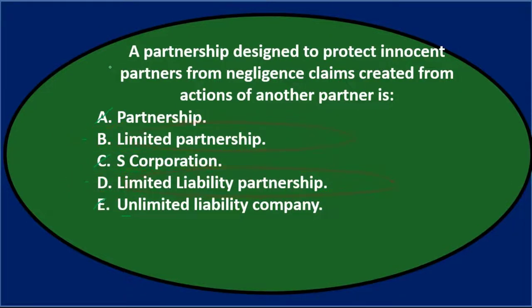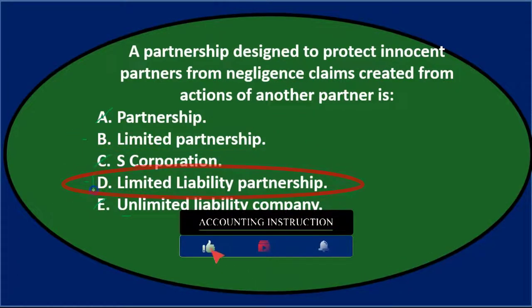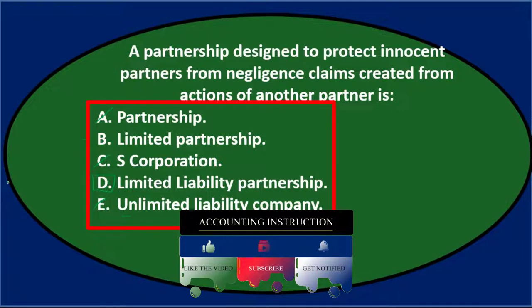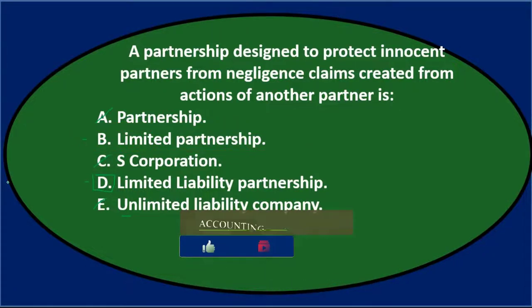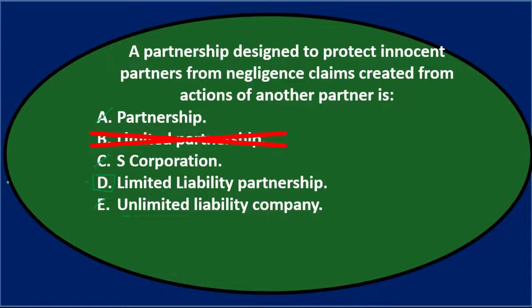Question once again. A partnership designed to protect innocent partners from negligence claims created from actions of another partner is either B or D, either limited partnership or limited liability partnership. And of those two, I think the D is going to be the more proper term because it's going to give more protection to all the partners from negligence of other partners, whereas a limited partnership will only do so for the limited partner, the one that doesn't participate in the partnership. The justification for limited partners is they don't have liability because they're not really in the decision-making process. They're really more of an investor.